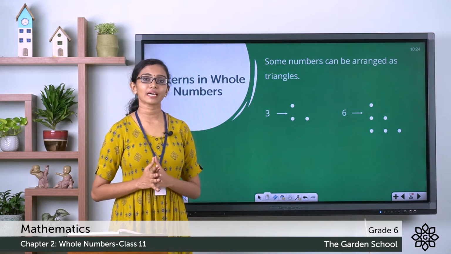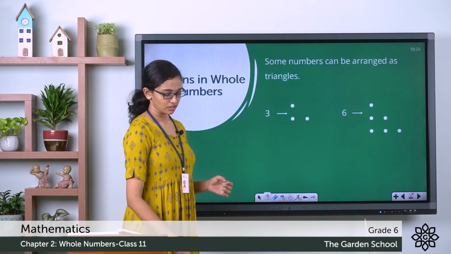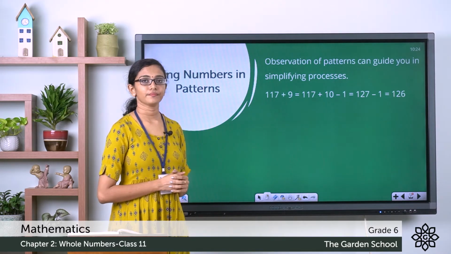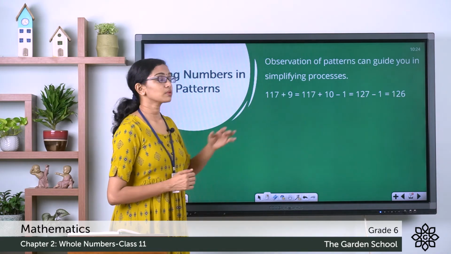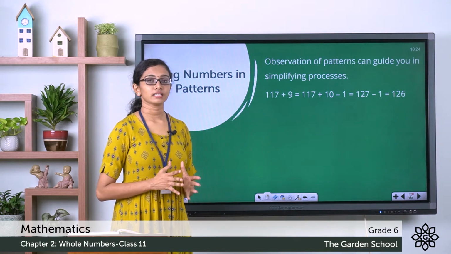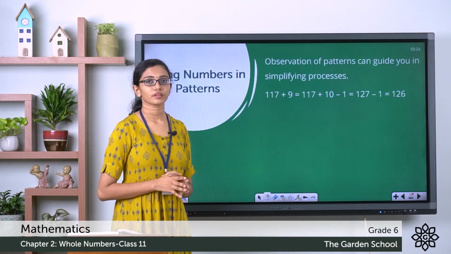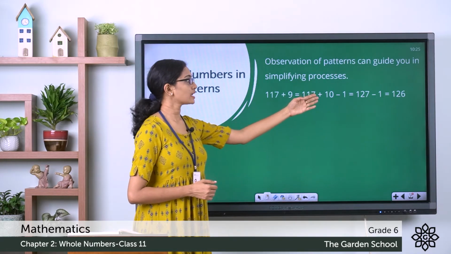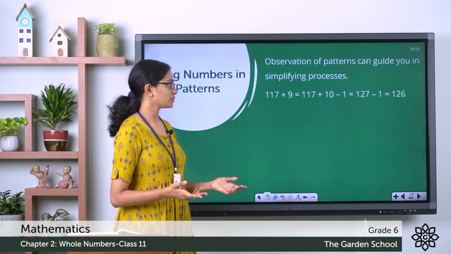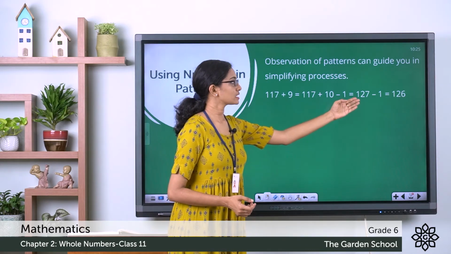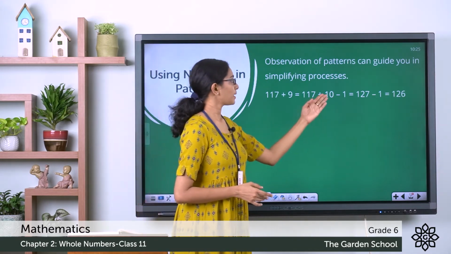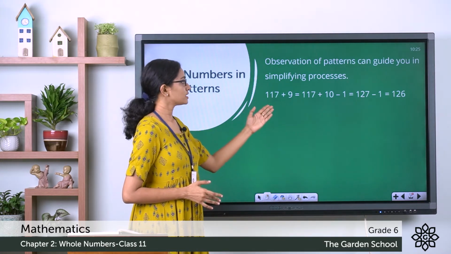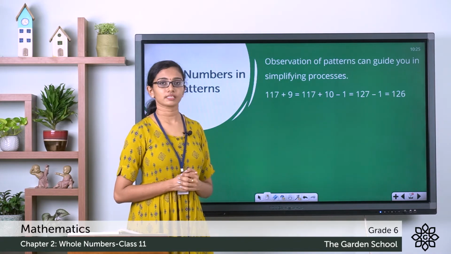Now let's observe some patterns in numbers. You see, 117 plus 9. Here, I am going to split this 9 as 10 minus 1. So the addition becomes 117 plus 10 minus 1, which gives you, see, 117 plus 10 is equal to 127, minus 1, that gives you 126. So, 117 plus 9 equals 126.